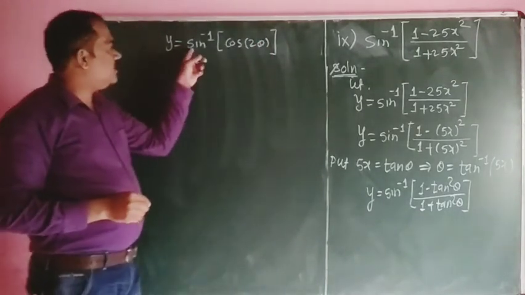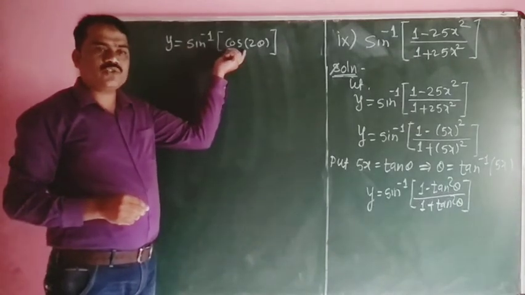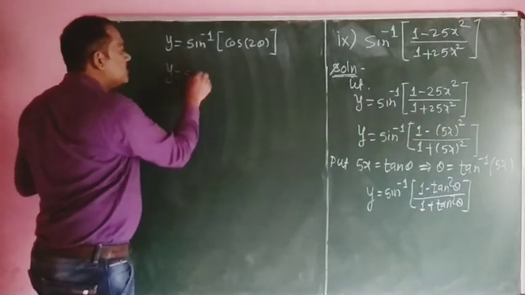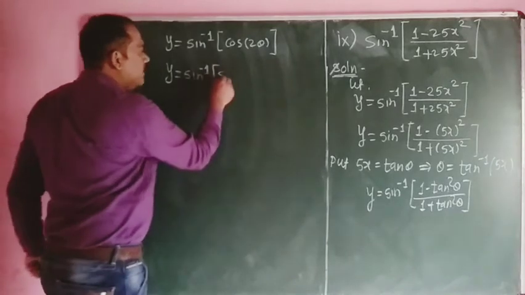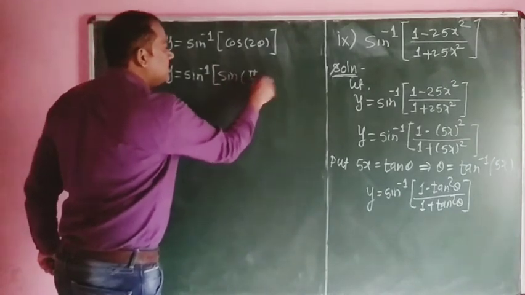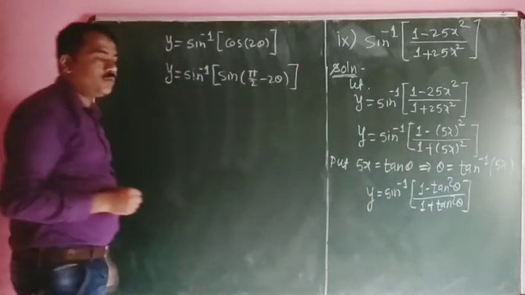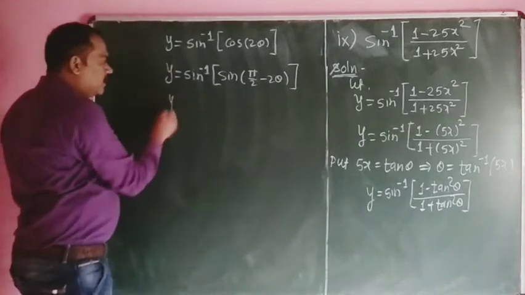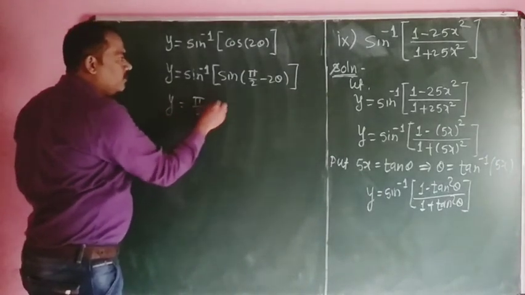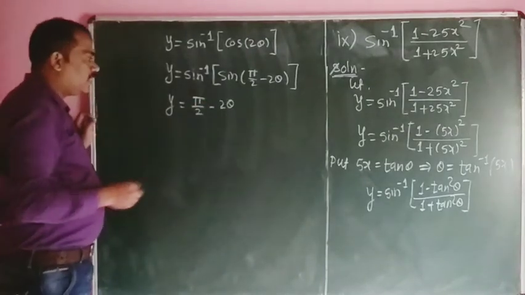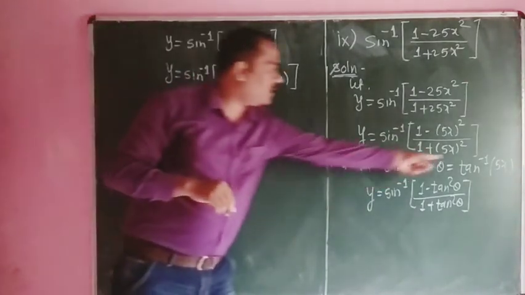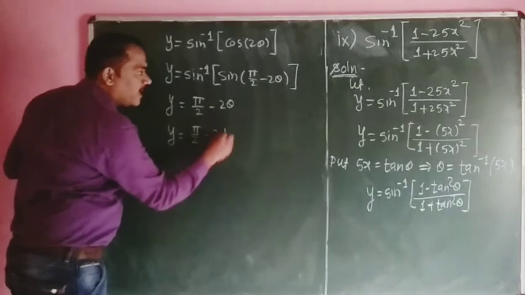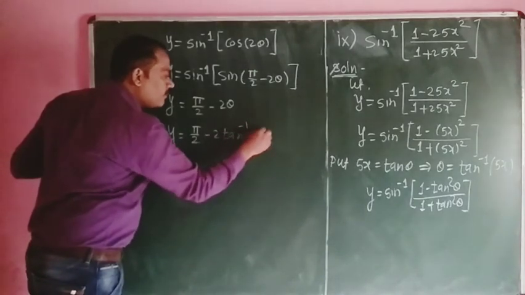Okay. Now here sin inverse is there, so we have to convert this trigonometric function into sine by using the allied angles formulae, so we get y is equal to sin inverse of sine of 90 minus theta, that is 2 theta. Sin inverse of sine, by using the formula sin inverse of sin x is equal to x, here instead of x we get pi by 2 minus 2 theta. We have to substitute the value of theta. Theta is nothing but tan inverse of 5x, so we get y is equal to pi by 2 minus 2 times tan inverse of 5x.